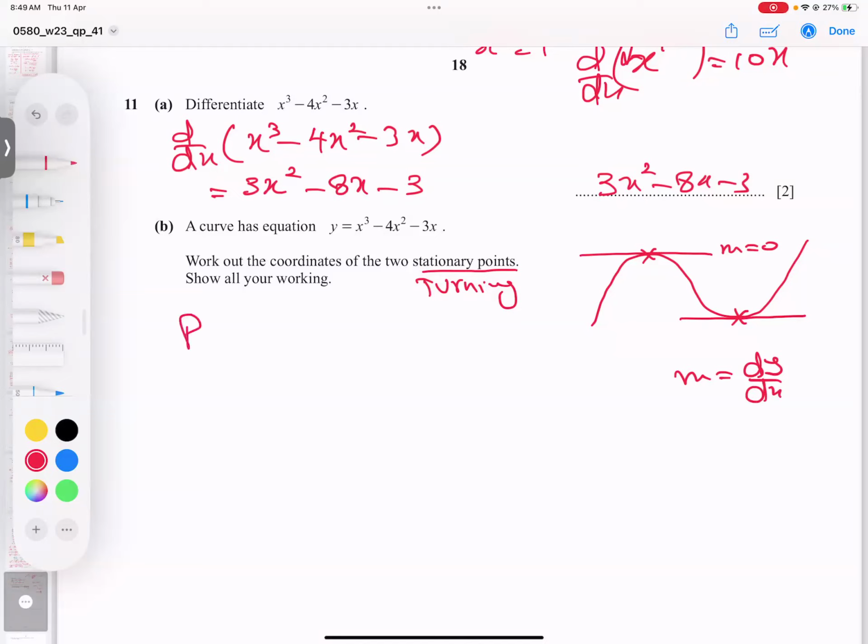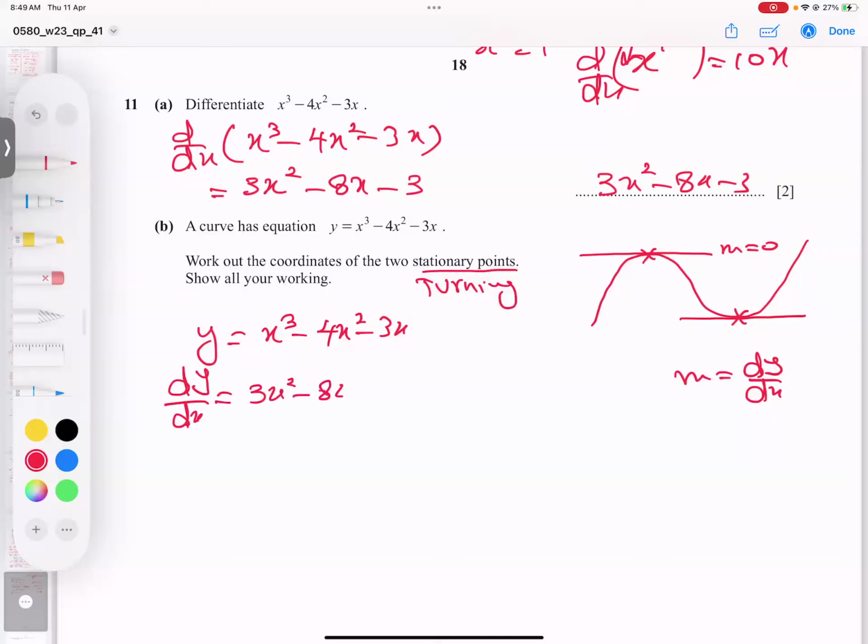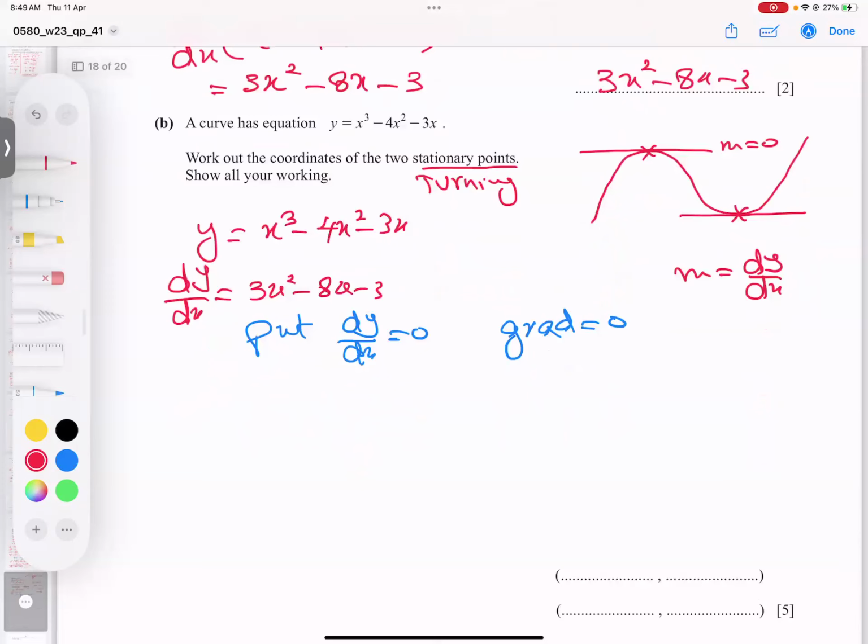So it means I will put the derivative equal to zero. But wait a minute before I start. This is the same function, correct? y equals x to the power 3 minus 4x to the power 2 minus 3x. If I write dy over dx here, students, I'll copy this answer from the top, same answer. I will put dy over dx equal to 0. The reason is very clear: the gradient at that point is always 0. So 3x squared minus 8x minus 3 is equal to 0. I can factorize or I can apply the quadratic formula. 3 times 3 is 9. I think factorization is working. Let's see. Negative 9 and plus 1.